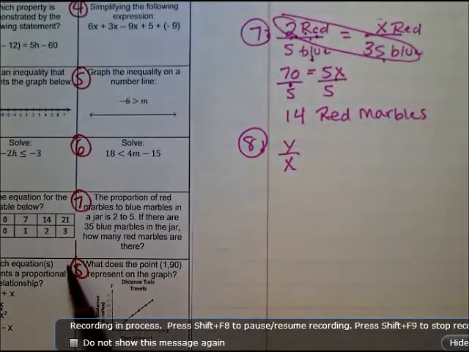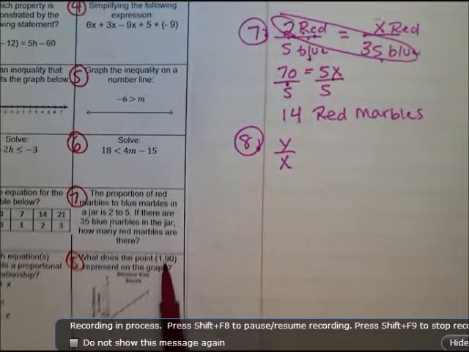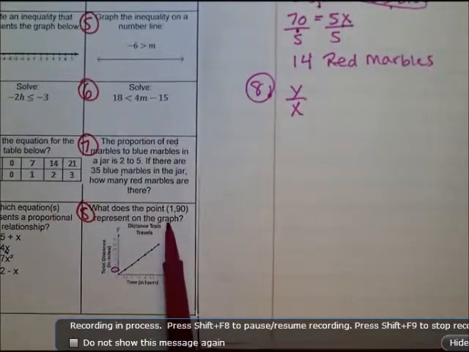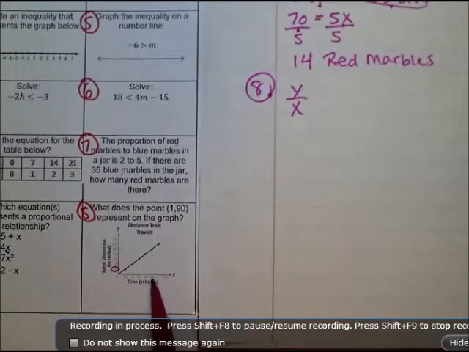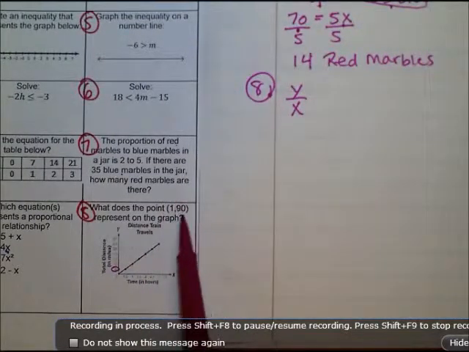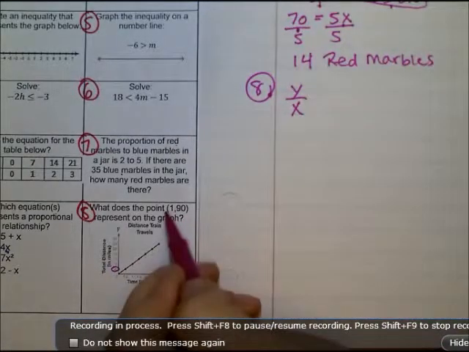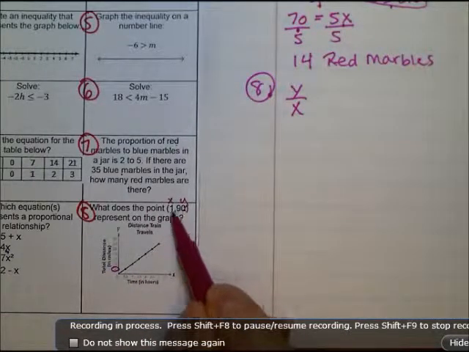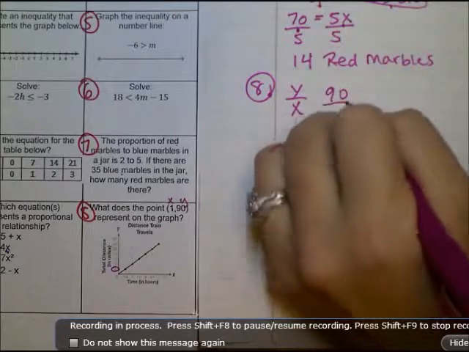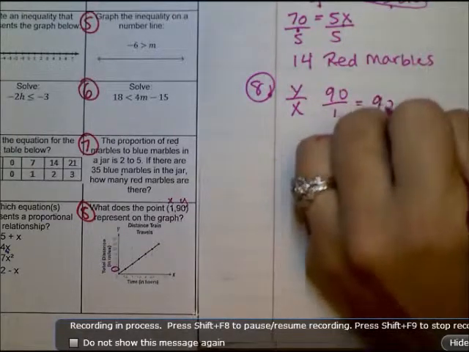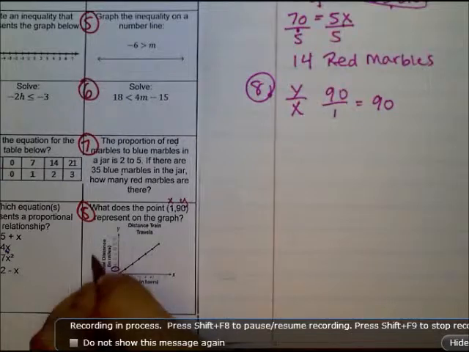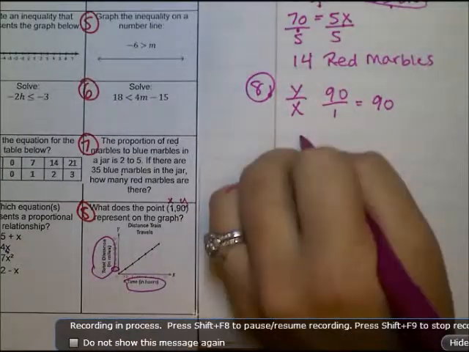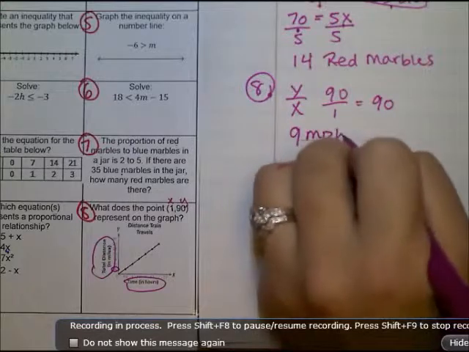Number 8, it says, what does the point (1, 90) represent on the graph? We can't really see what the graph says here, but the good news is we can determine what the point represents simply by looking at the point. If we're looking for the unit rate, y over x is our formula. So if this is our x and this is our y, because x goes first, we're going to divide 90 divided by 1, which is 90. So it's saying 90 miles per hour. So 90 mph, 90 miles per hour.